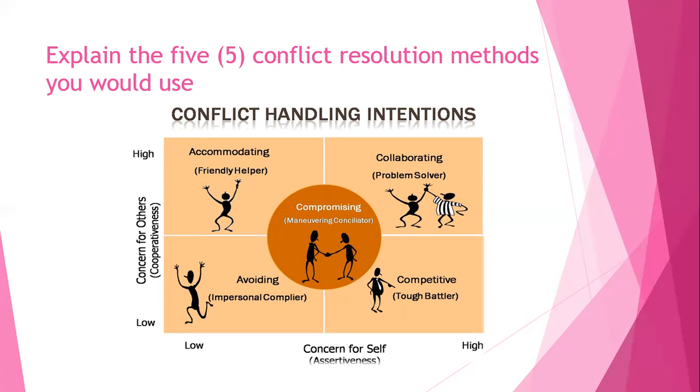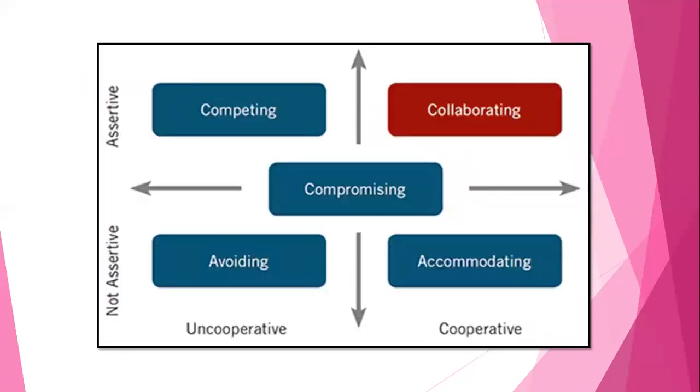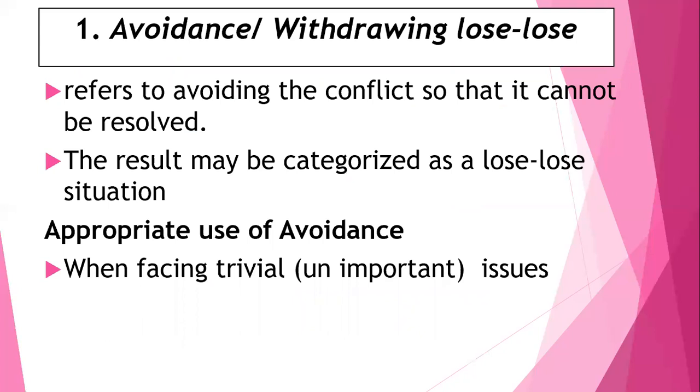Now, one thing that we should also take note of is that these methods may, of course, not be weighed on a scale to determine which one is better than the other one. It's also very important to take note that the first one, which is avoidance, can also be known as withdrawing. And this is a lose-lose situation. So avoiding is actually a conflict resolution method in which all parties involved take a lose-lose situation. This refers to avoiding the conflict so that it cannot be resolved.